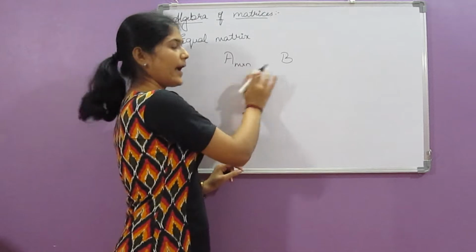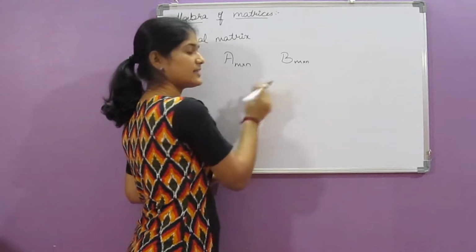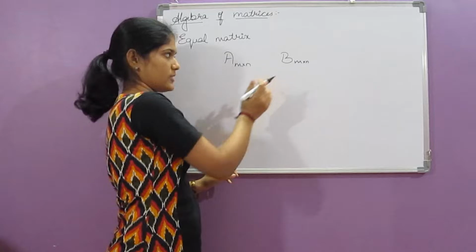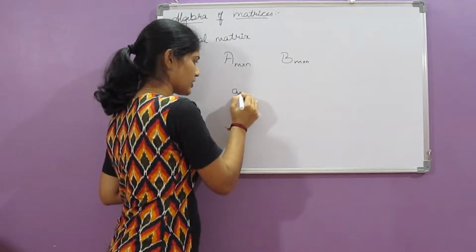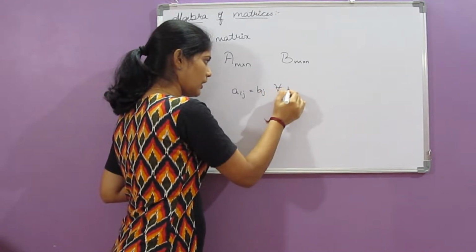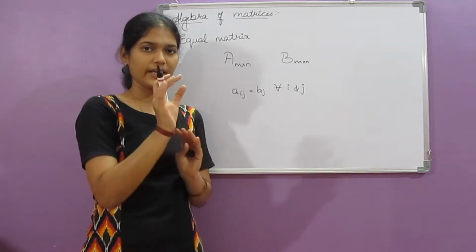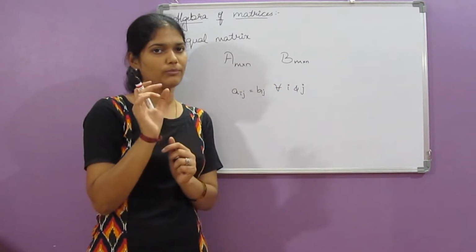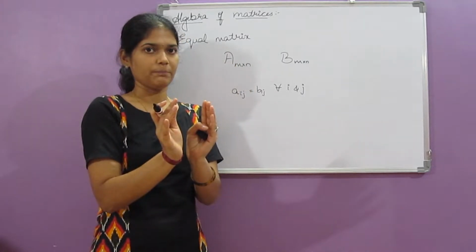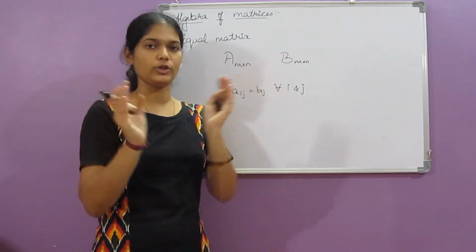The matrix A and B are said to be equal if they are of same order. That is, if matrix A is of order m cross n, then B should also be of order m cross n, and also with the extra condition Aij must be equal to Bij for all i and j. Let us assume that A is a matrix Aij m cross n and B is a matrix of Bij m cross n. Then each corresponding elements must be equal. That means A11 must be equal to B11, A12 must be equal to B12, like that.